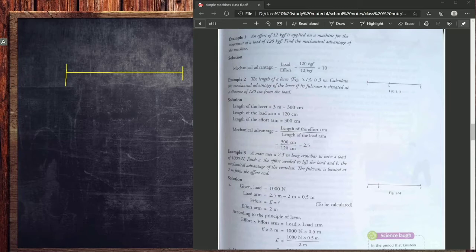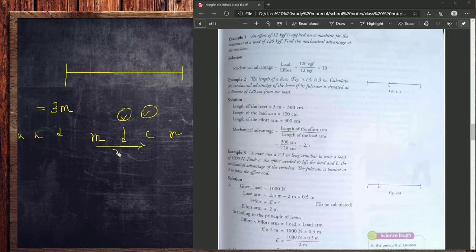Coming to the next part, the total length of the lever is given as 3 meter. Let me write it first: kilo, hecto, deca, meter, deci, centi, milli. As you can see over here, we have to go from meter to centimeter. How much path do we have to travel? That is 2 steps, 1 and 2, and we are traveling to the right side.